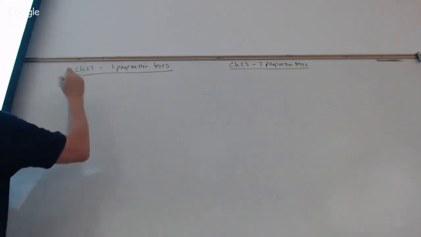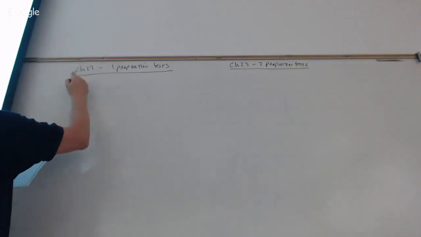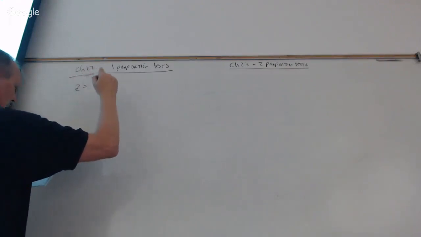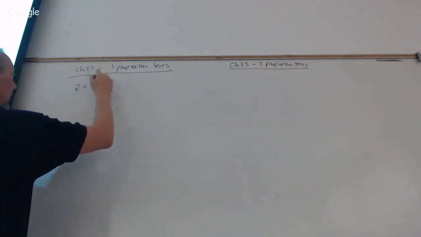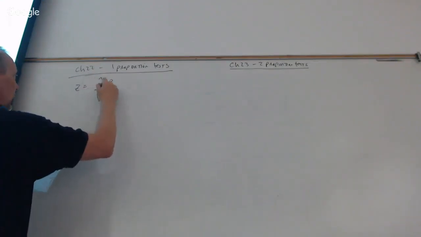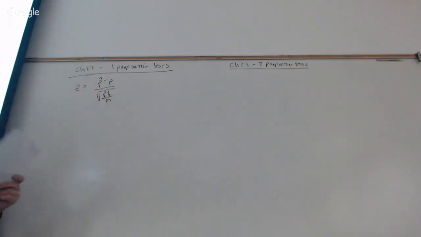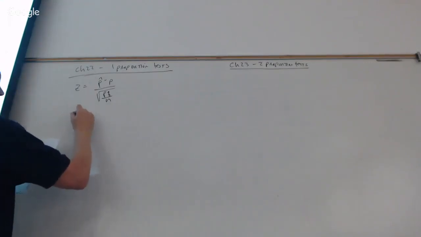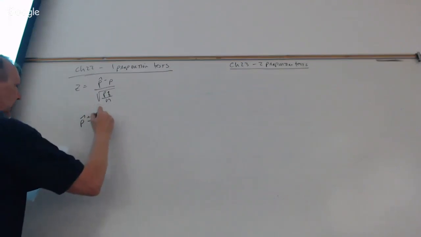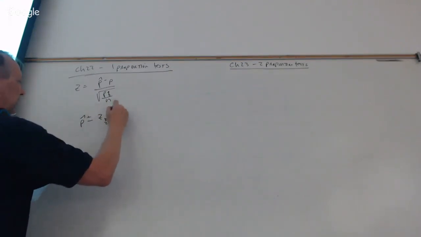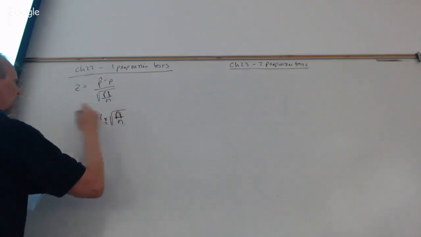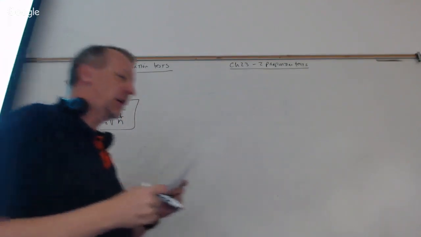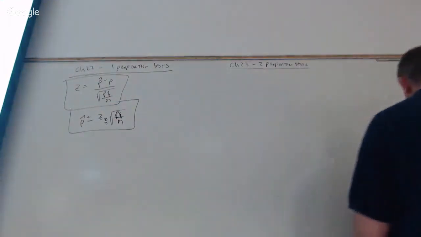The formula for the one proportion z test is going to be z equals p hat minus p over the square root of pq divided by n, okay? The confidence interval is p hat plus or minus z sub alpha over 2 times the square root of pq over n. Okay? I'm going to give you the formulas right off the bat, so if we run out of time, you'll at least have had the formulas.